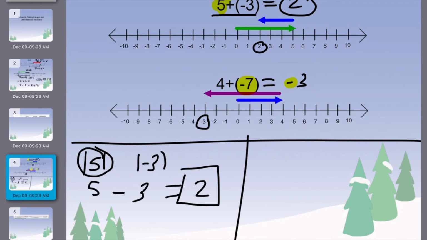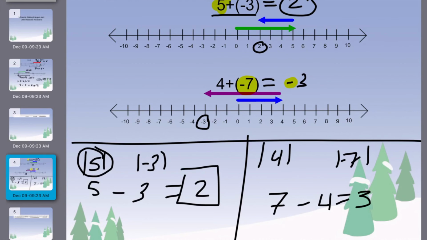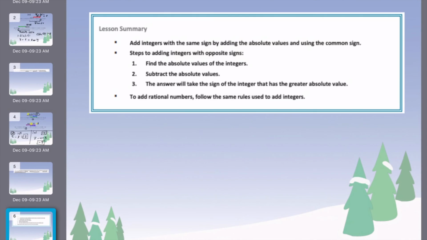But right here, I have the absolute value of 4, and I have the absolute value of negative 7, so I get 4 and 7. If I do 7 minus 4, I'm going to get 3, but I know that my negative number was the largest number inside my absolute value, so I know my final answer is going to be negative. So that is essentially how I can go about trying to use absolute values to my advantage. Okay? So let's wrap this up.